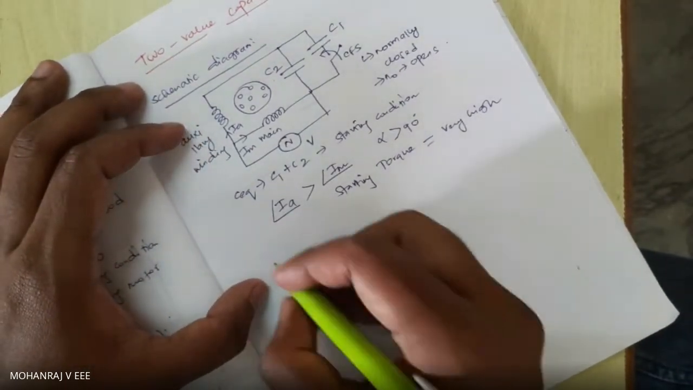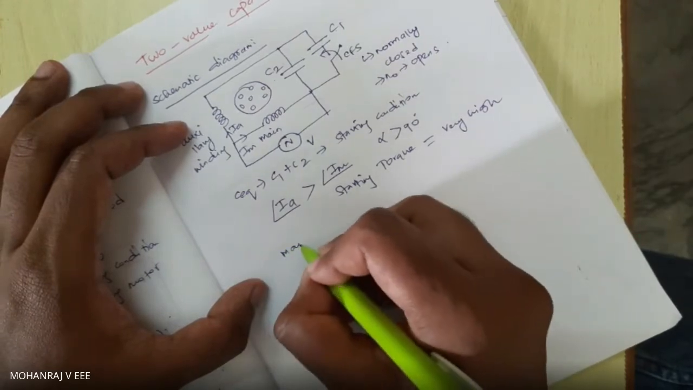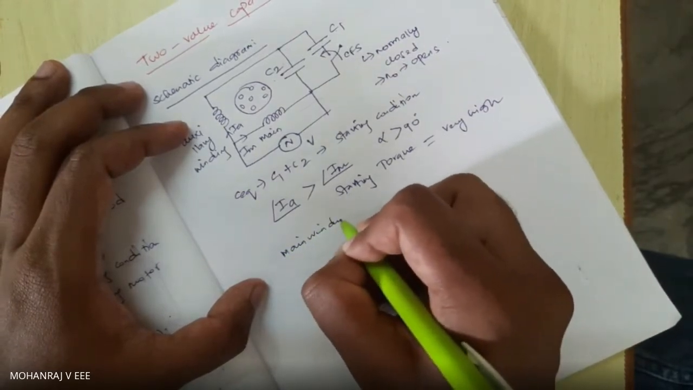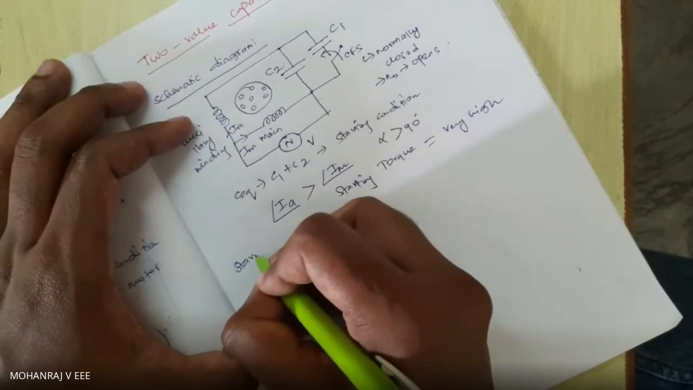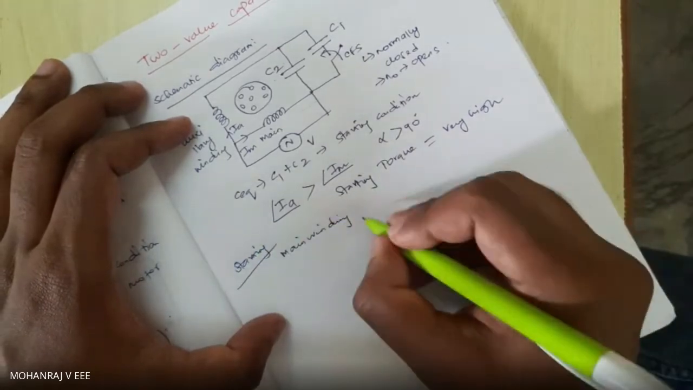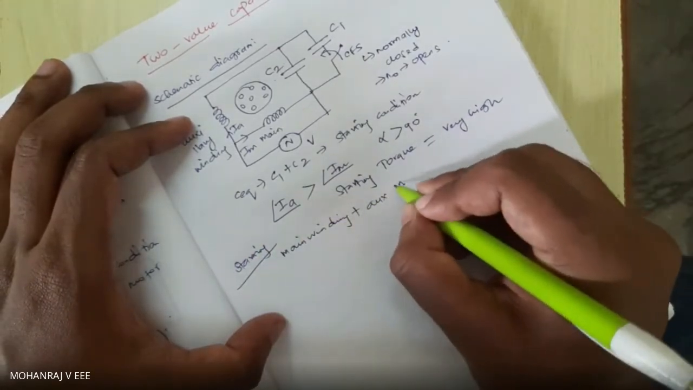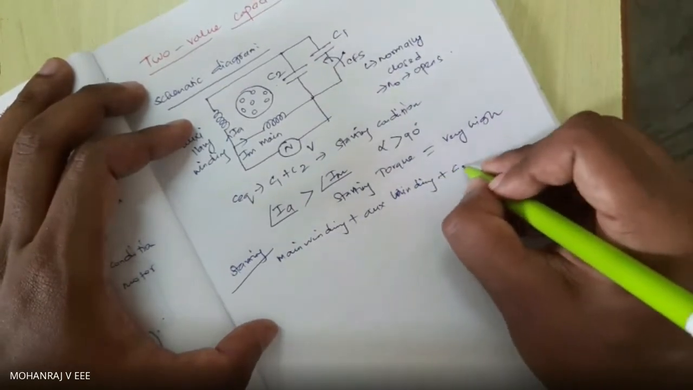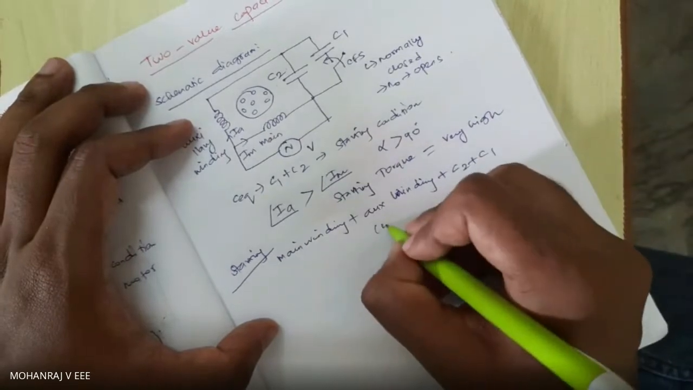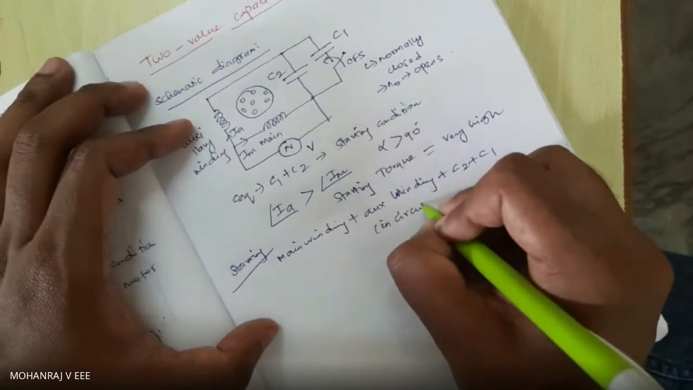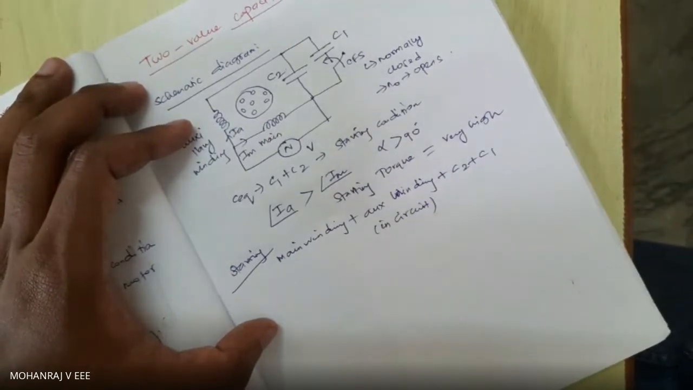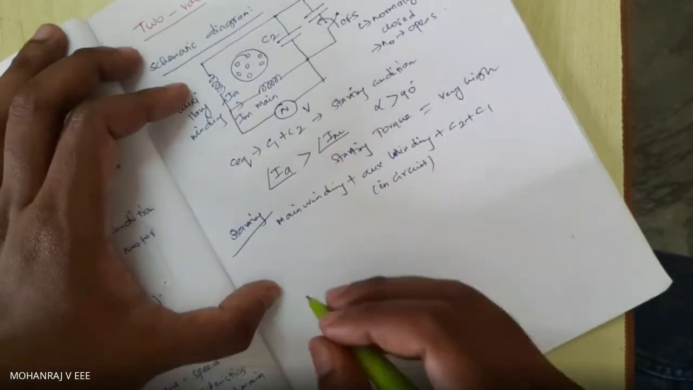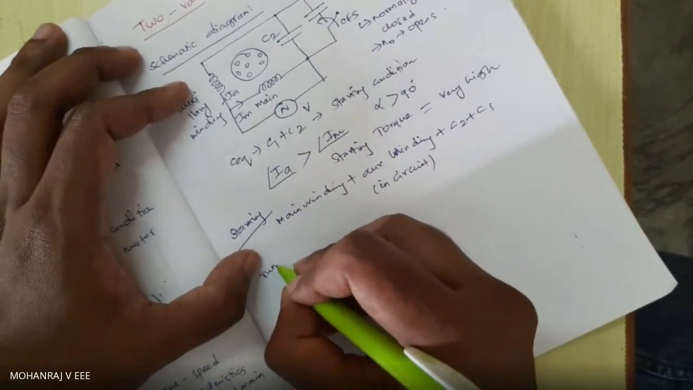So during starting condition, you will have main winding plus auxiliary winding plus C2 plus C1 in the circuit. Right. What happens during running condition?